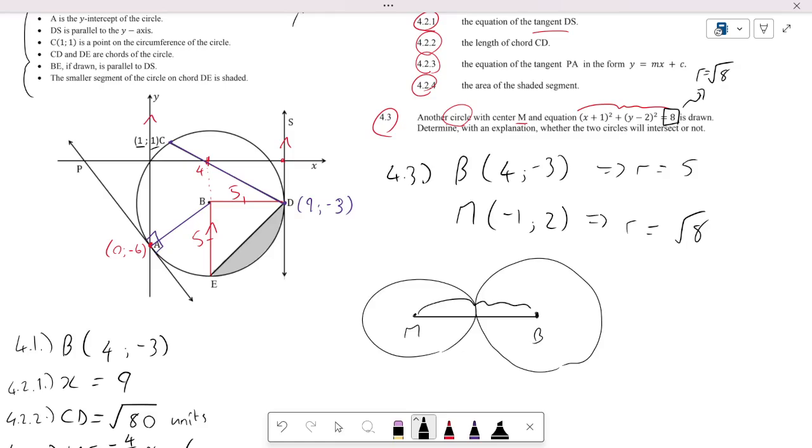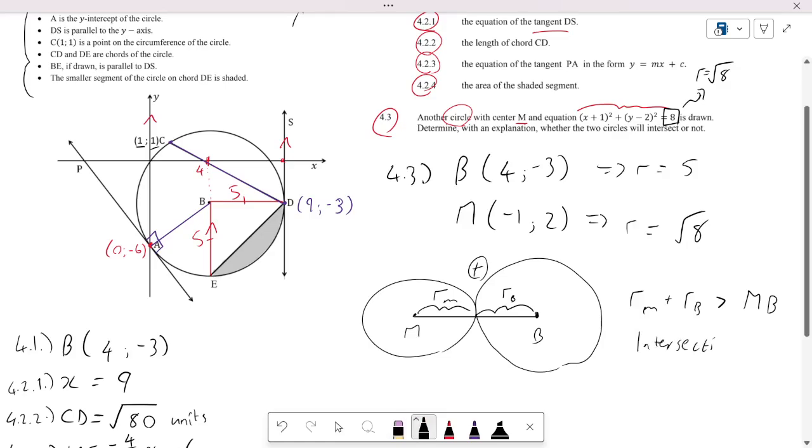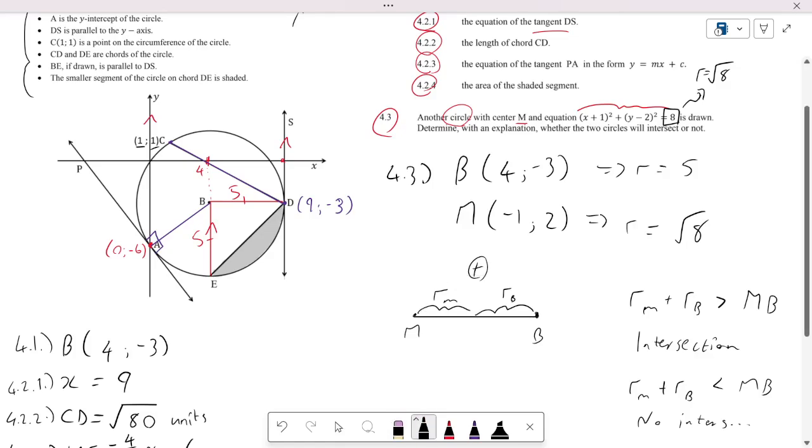We need to find the distance, right? And then once we find this distance, we need to find out if the sum of the radius of B and the radius of M, if they add together, is going to be greater than the distance MB, then therefore there is intersection. But if the sum of the two radii is less than MB, there will be no intersection. Because obviously if the sum of those two lines is greater than the distance, then they overlap each other. So let's get to the application of all of this.